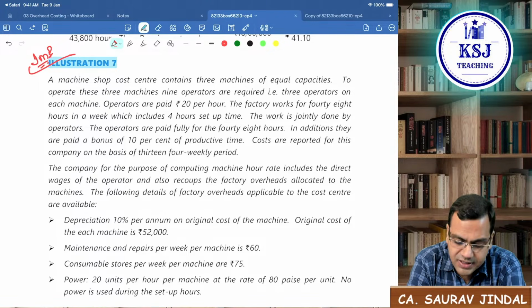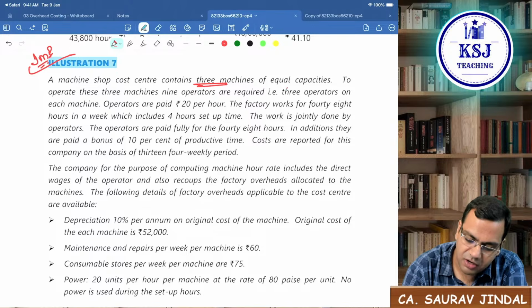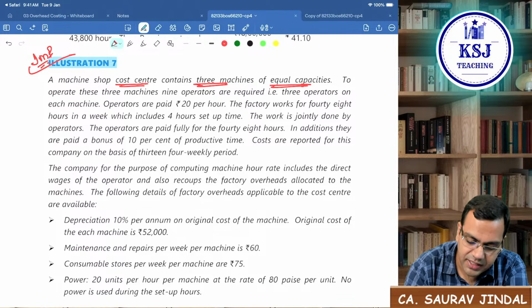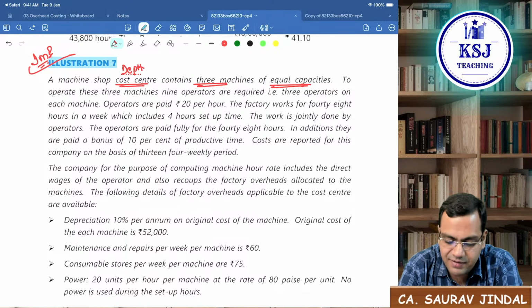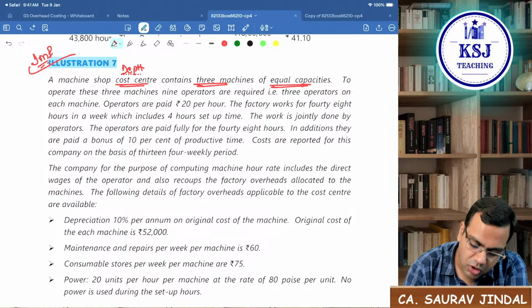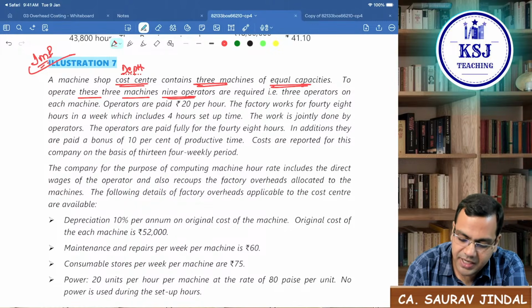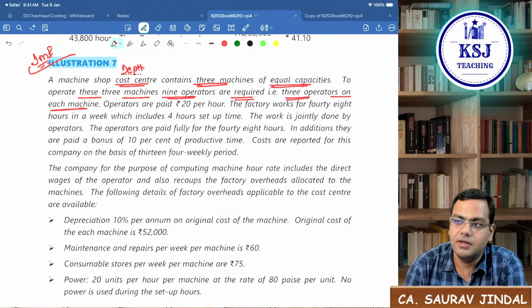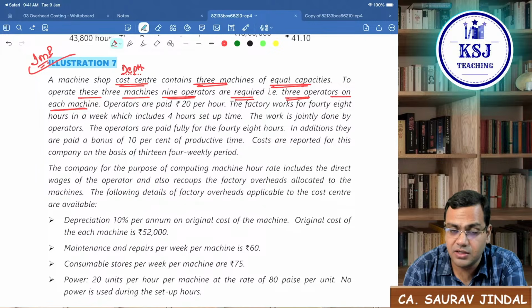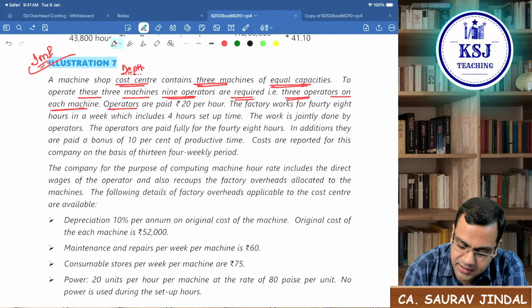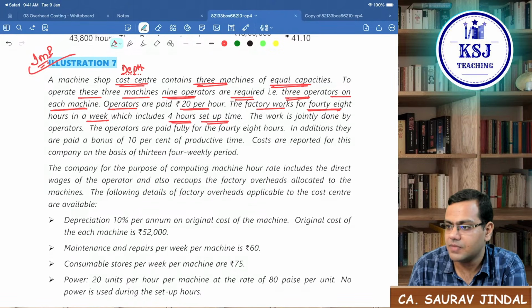A machine shop cost center contains 3 machines of equal capacities, right? Shop cost center. Cost center means a department, right? A machine shop department, it is having 3 machines of equal capacities. To operate these 3 machines, 9 operators are required. That is 3 operators on each machine, right? 3 operators are controlling one machine. So 3 machines, 9 operators. Operators are paid rupees 20 per hour. The factory works for 48 hours in a week, which includes 4 hours of setup time, right?